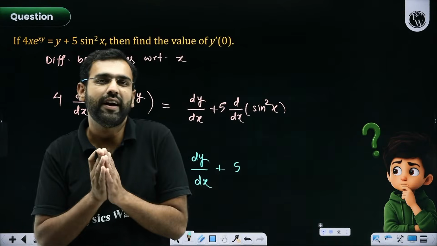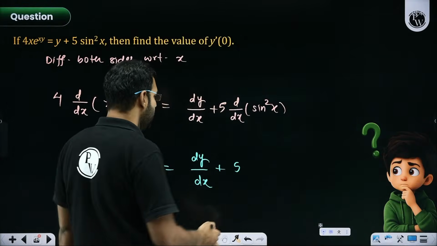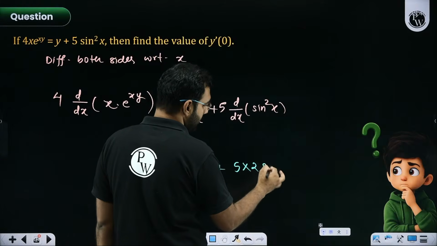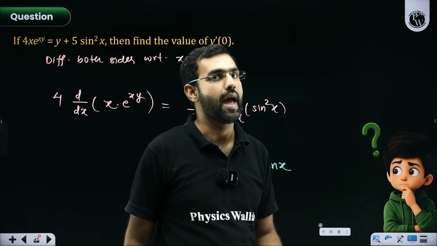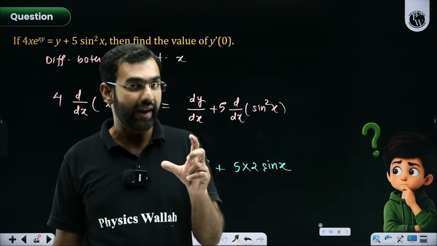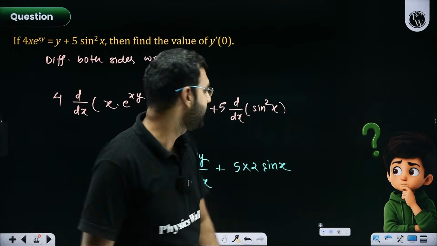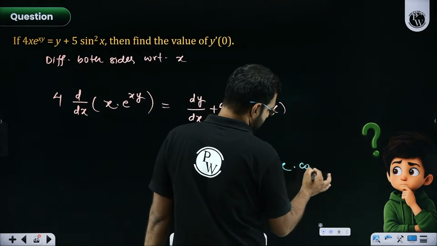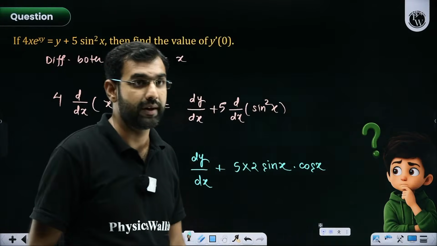So sine x, if I treat as x for a while, it is x square. Derivative of x square is 2x. So it will be 2x, but x is not x, it is sine x. And then differentiation of sine x, as per chain rule, derivative of sine x is cos x. Everybody understood it? Everybody got this? Yes or no? All the participants.